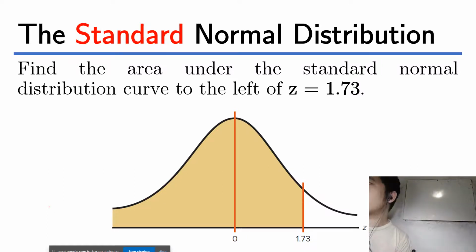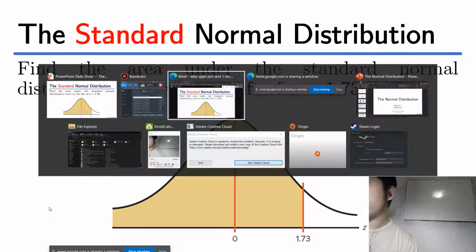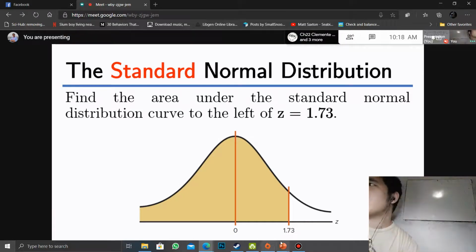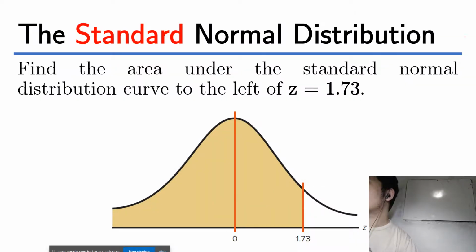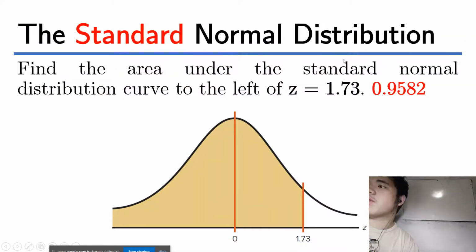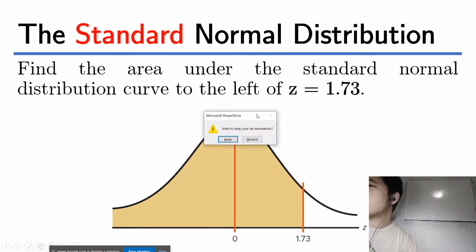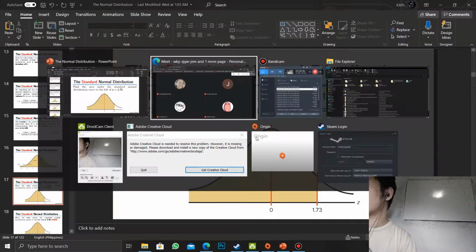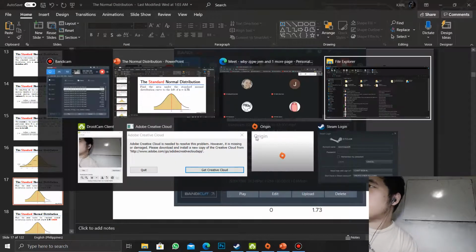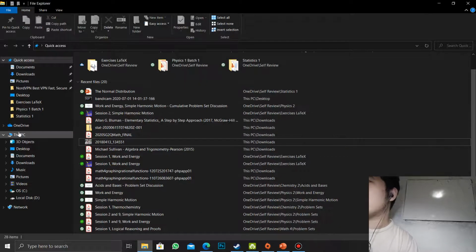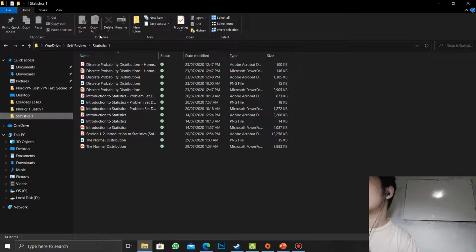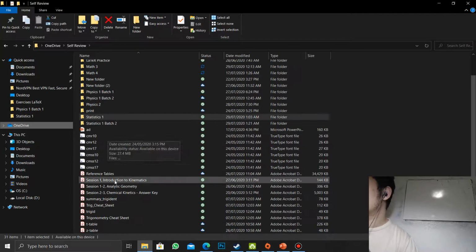Find the area under the standard normal distribution curve to the left of z equals 1.73. So, paano yan? Actually, guys, meron tayong table for this. Papakita ko muna sa inyo yung long method, tapos mamaya, yung short method, okay? Which is the use of your calcu. Ito guys, meron tong table for standard normal distribution. You don't need to memorize everything, you don't need to calculate anything, basta for now, let's study how to get your area. I'll give you this later.